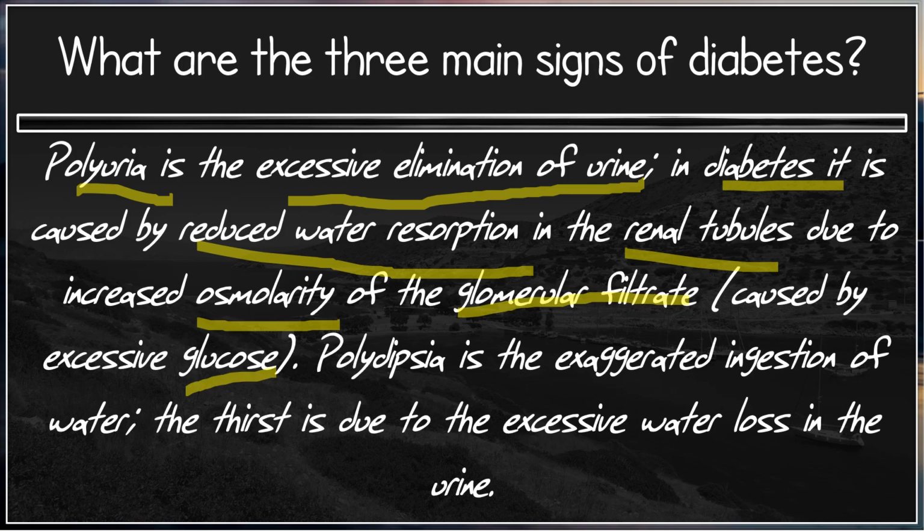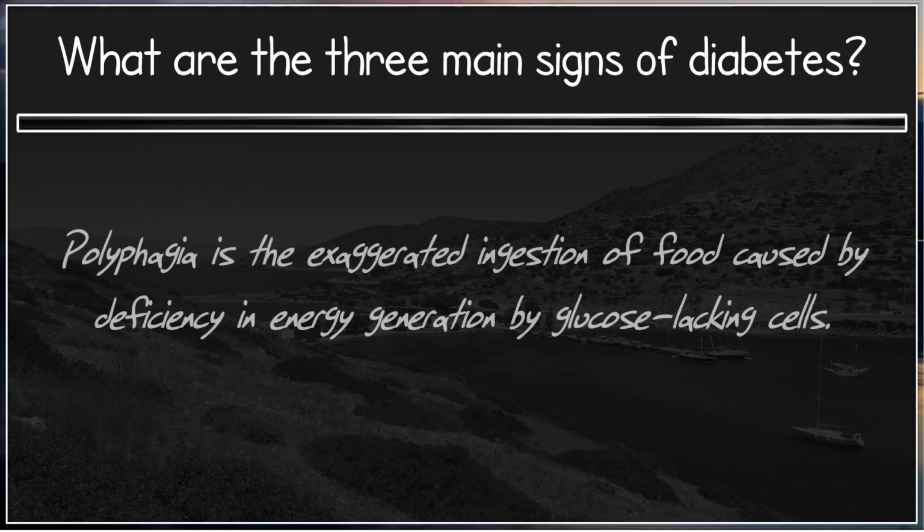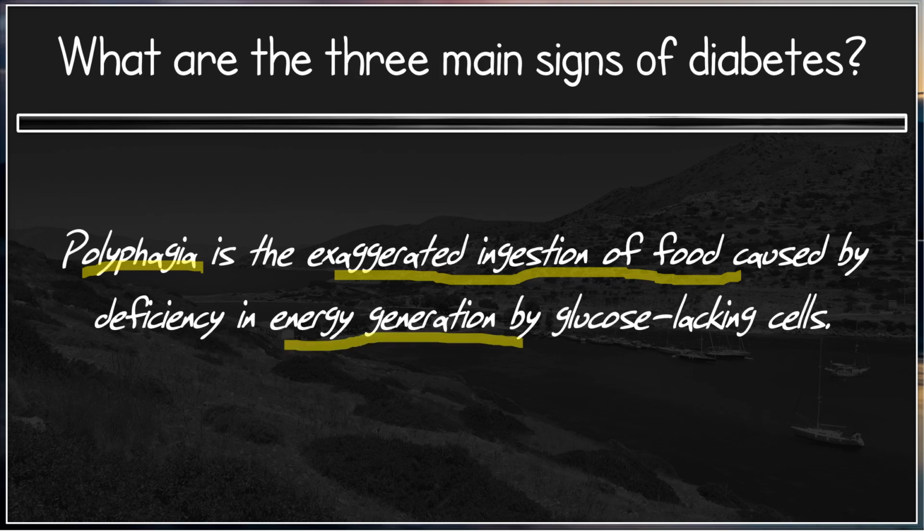Polydipsia is the exaggerated ingestion of water. The thirst is due to excessive water loss in the urine. Polyphagia is the exaggerated ingestion of food caused by deficiency of energy generation by glucose-lacking cells.